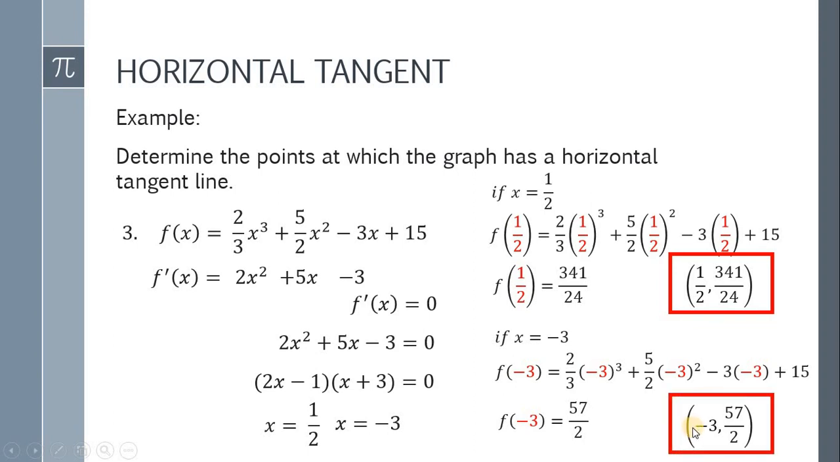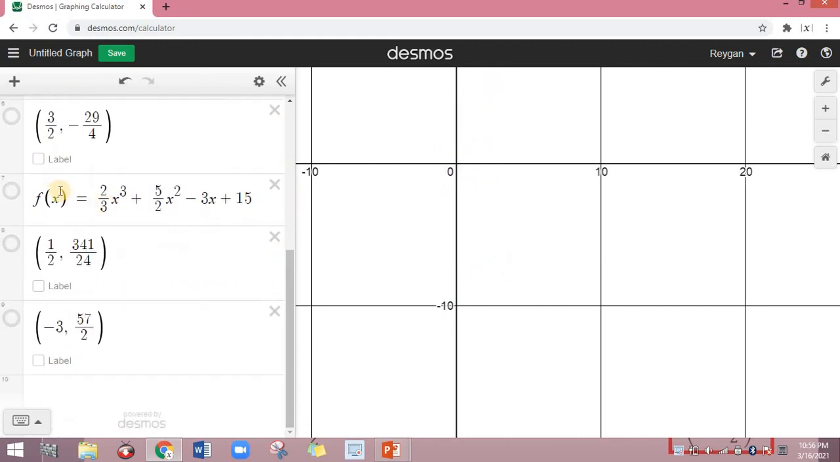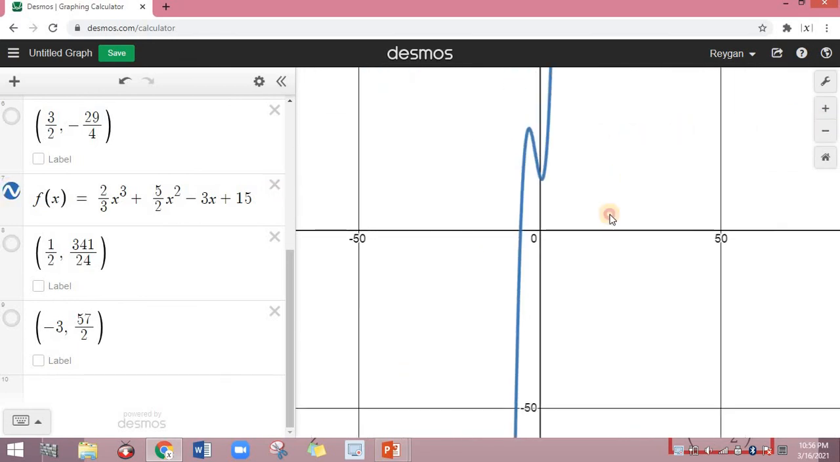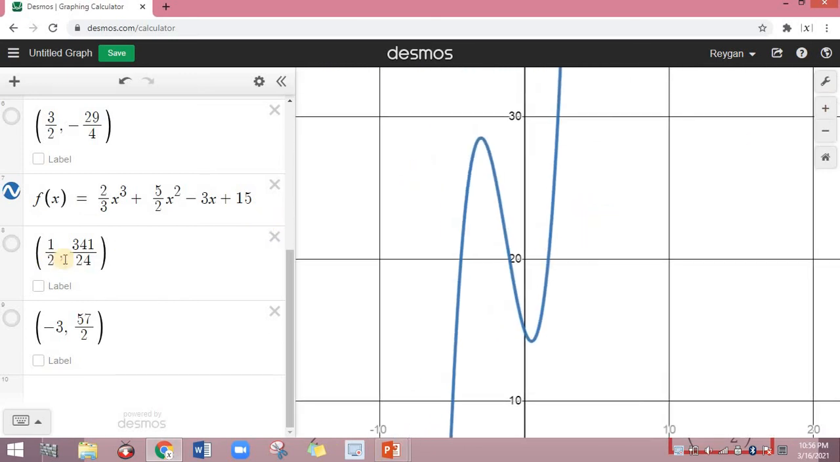Now, check natin using Desmos. Tanggalin muna natin yung mga nakagraph. Okay, dun tayo sa pangatlo. Na-type ko na siya kanina para mas mabilis tayo. So, ito yung ating given. Nasaan yung ating peak? Ayan. Now, yung unang natin nakuhang point must be 1/2, 341 over 24. So, asan siya? This one. So, ito yung ating point. So, ito yung ating minimum point. Now, at this point, magkakaroon tayo ng horizontal tangent line.